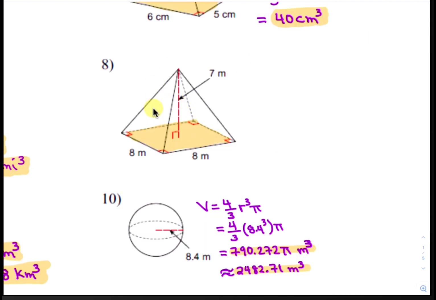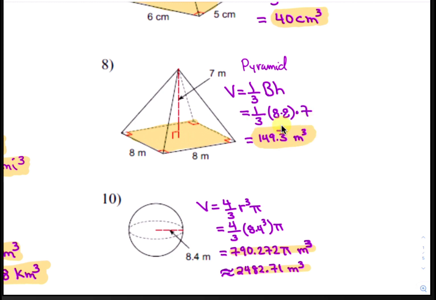All right, let's find the volume for number 8. We do have a pyramid, and the formula is 1/3 capital B times H, which is the area of the base times the height. All right, the base is a square, which is 8 by 8, so we multiply the 8 times 8. Our height is 7, so we have the 7 there. And when we multiply all of this out, we get 149.3 repeating, and that's cubic meters.